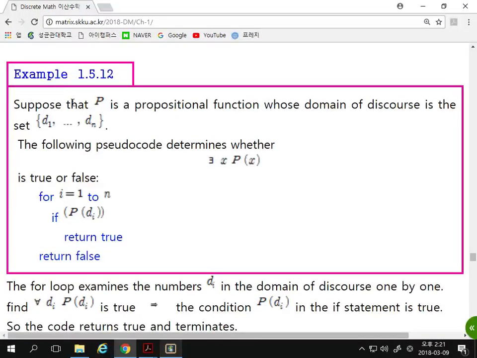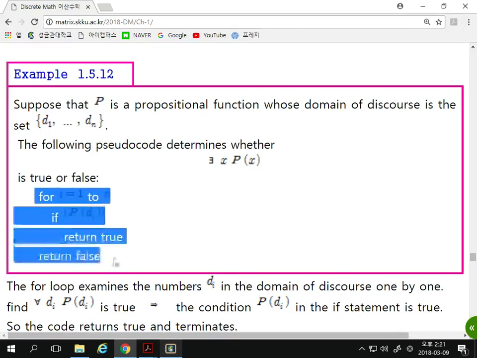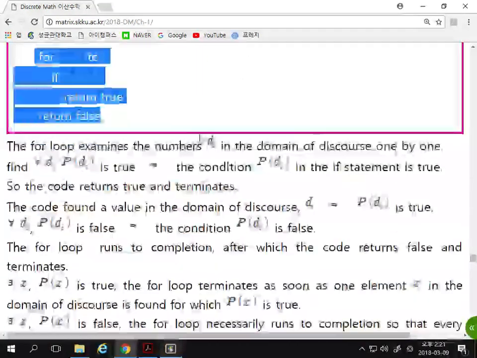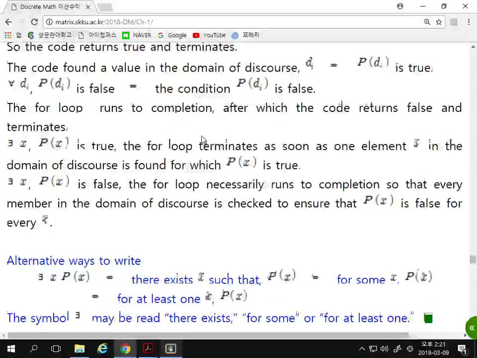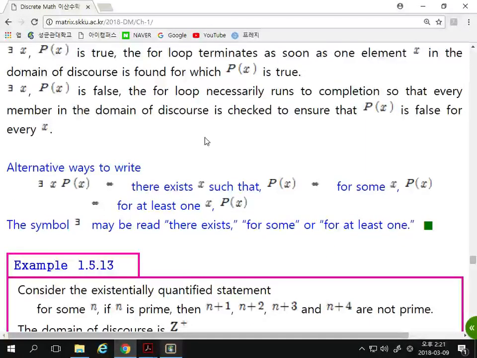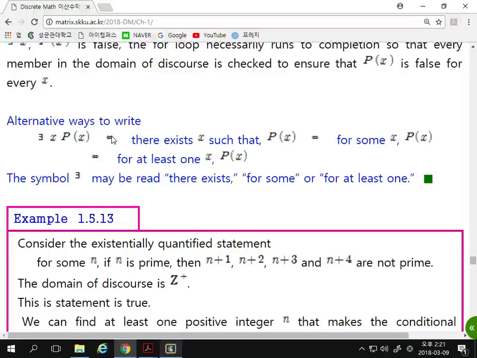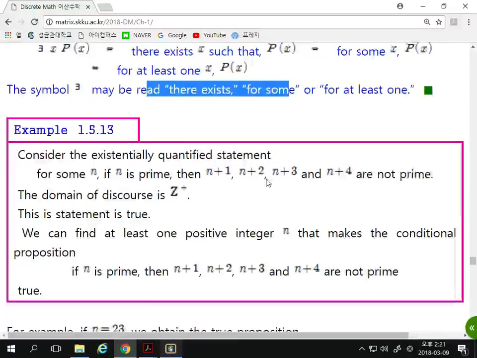The next example says, suppose that P is a propositional function whose domain of discourse is this set. The following pseudocode determines whether there exists x such that P(x) is true or false. Then this loop gives us the conclusion. The alternative way to write this is: there exists an x such that P(x), or for some x, P(x), or for at least one x, P(x). The symbol ∃ means the existence. I explained this once before.